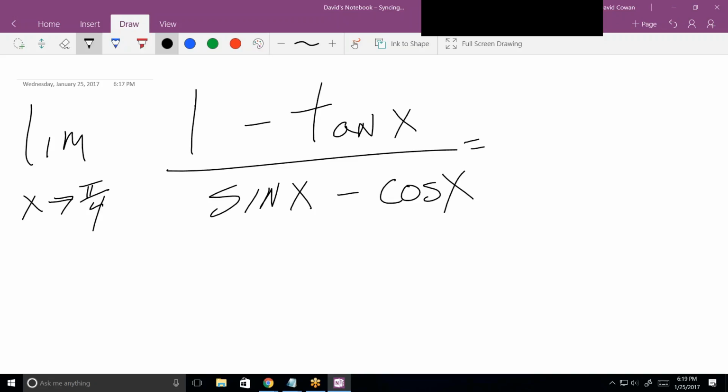So first change the tangent to sine over cosine. Yeah, that'll work. And then handle the numerator like it's a fraction. The problem is then I'm going to have two terms in the denominator. When you have two terms in the denominator, you cannot flip it and multiply. In other words, I can't multiply the numerator by 1 over sine x minus cosine x. That only works if you have a single rational quotient in the denominator.